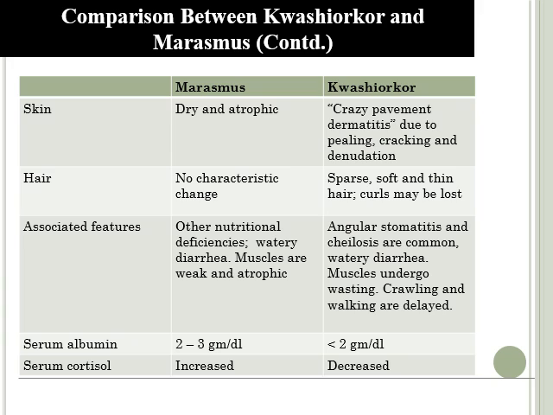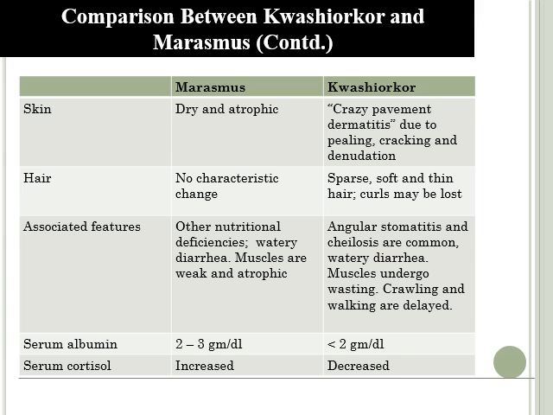Another point is skin. In a marasmic child, the skin may be very dry and atrophic, whereas in Kwashiorkor, there is crazy pavement dermatitis due to peeling, cracking and denudation. Note the point: associated dermatitis occurs in Kwashiorkor. Regarding the hair, there is no characteristic change in the hair of a marasmic child, whereas in a Kwashiorkor child, the hair is sparse, soft and thin, and curls may be lost.